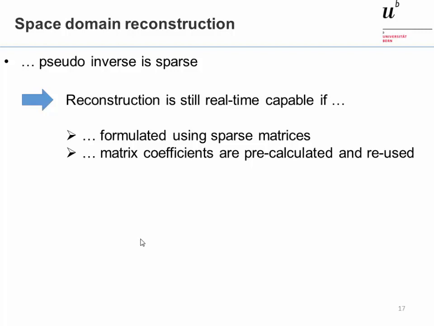So now this reconstruction is still real-time capable because we can make use of the sparsity of the forward problem. If formulated using sparse matrices, and if the matrix coefficients of the inverse are pre-calculated and then reused for each image reconstruction.